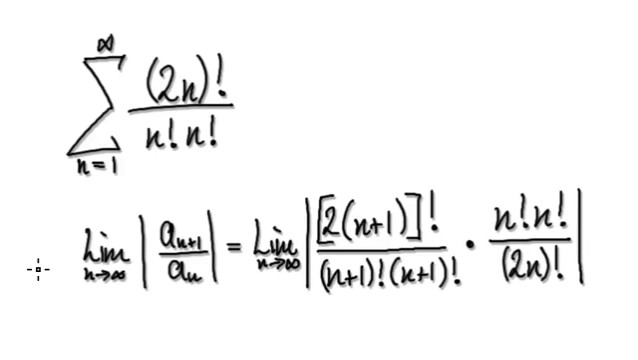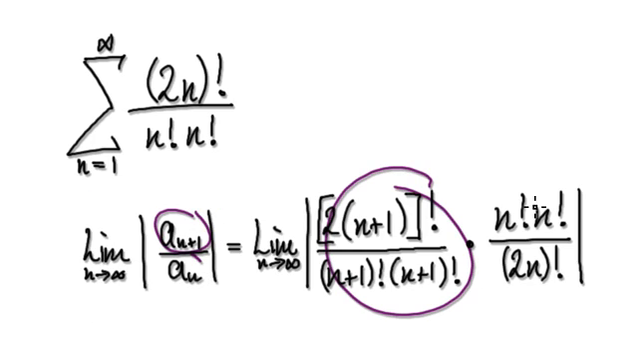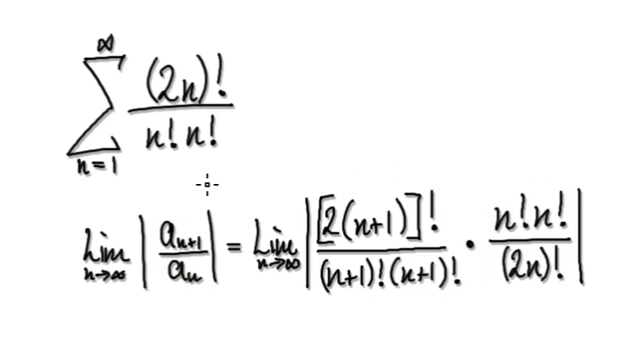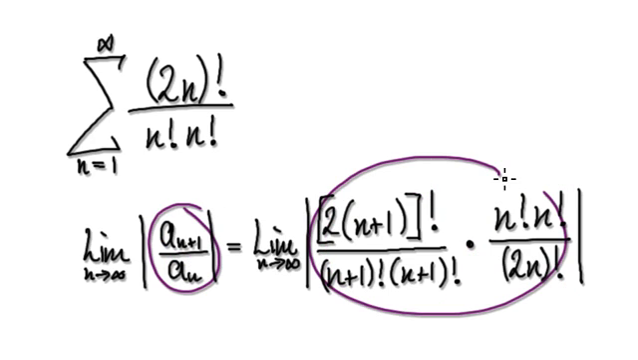Okay, so to use the ratio test, we will need to find this value here. So a_(n+1) is this, and this thing here is the reciprocal of a_n. So this whole thing here becomes this.